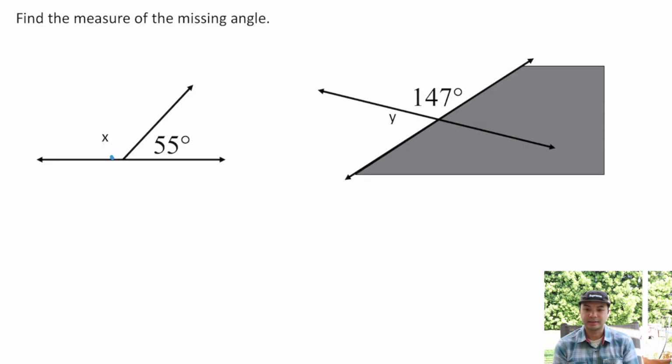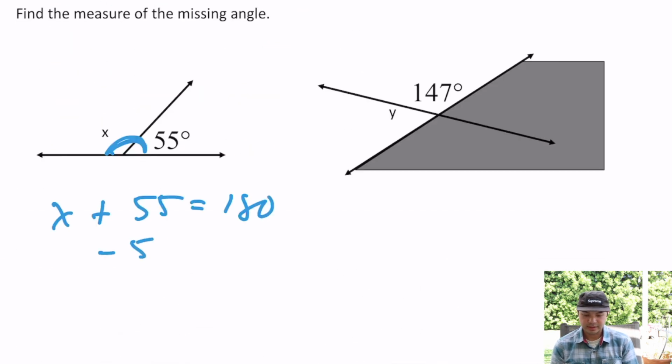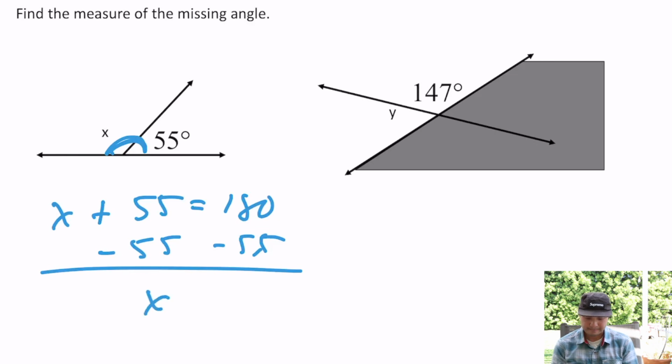Here you have a straight line. So this whole thing together equals 180 degrees. You should know that. So this is x plus 55 equals 180. So if you solve this, you would subtract 55 from both sides, and then x would equal 125 degrees.